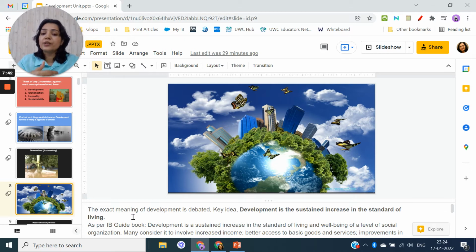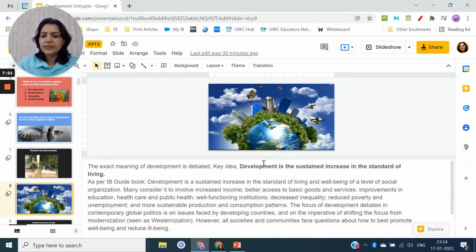So before delving into basic needs or well-being, let's have a look at the definition of development. All right, so these are some of the key terms you can use. What are the different meanings of development? It could be healthcare and public health, well functioning institutions, decreased inequality, reduced poverty, unemployment, more sustainable production and consumption patterns. The focus of development debates in contemporary global politics is on issues faced by developing countries, right?